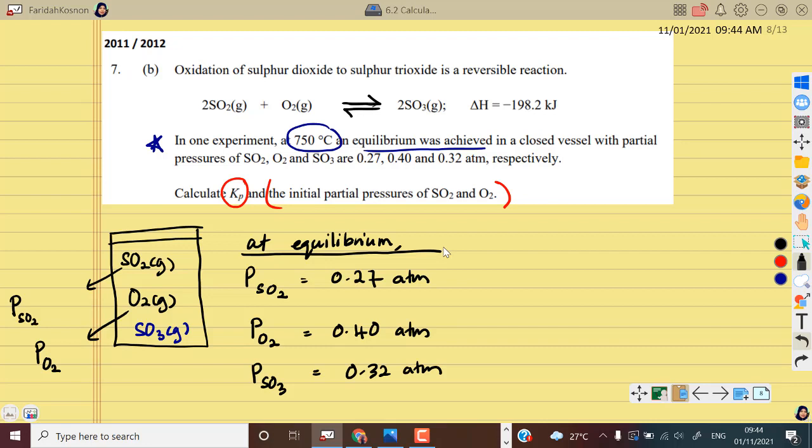Okey, so soalan suruh kira Kp. Jadi untuk kira Kp, kita mesti menggunakan maklumat partial pressure at equilibrium. So first of all, kita mesti ada Kp expression.